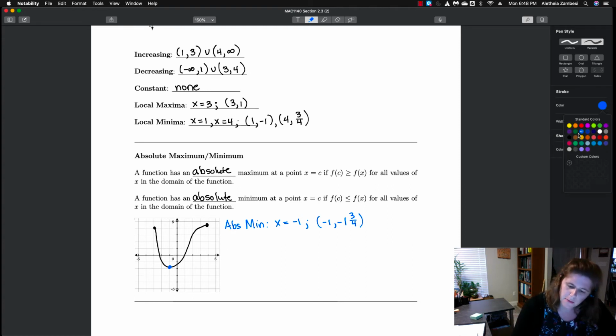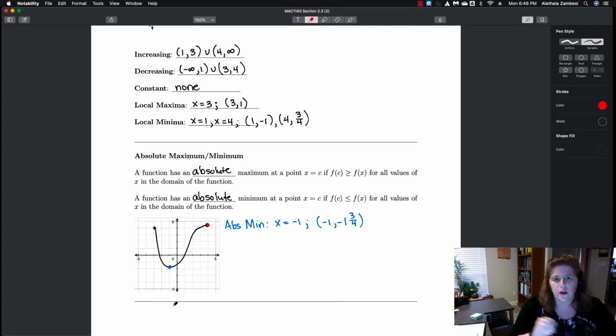If I'm talking about absolute maximum, then I'm talking about the highest point. So even though it's not a turning point at this point, it is the highest point on this graph. So my absolute max is at x is equal to 4. And it's the point (4, maybe 4.5). So that's my absolute maximum.